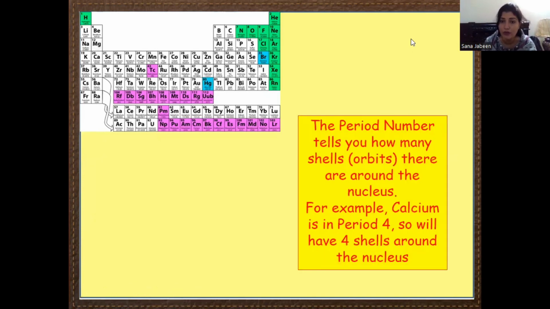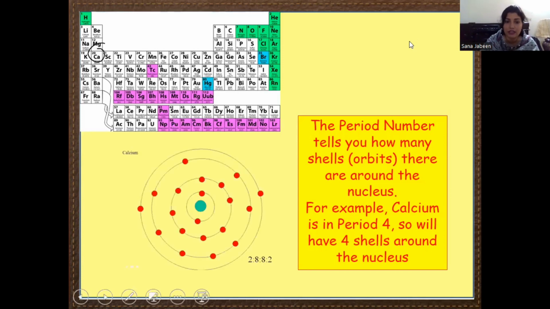As I told you before, the period number tells us how many shells there are. Here they give the example of calcium. You can see calcium in the periodic table belongs to period number 4. This means it has 4 shells in total. You can see the diagram. How many shells are there? 1, 2, 3, 4. How many electrons? It belongs to group 2, so there are 2 electrons in the outermost shell. You can see here that it contains only 2 electrons.